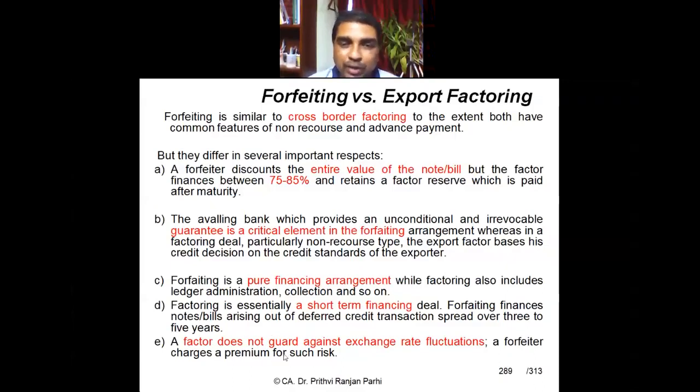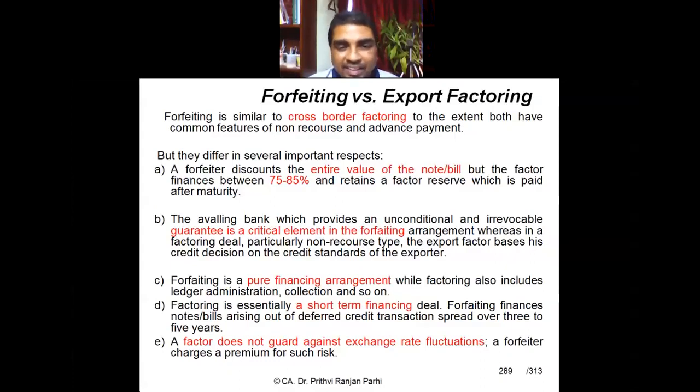Forfeiting is a purely financing arrangement, whereas factoring also includes other administrative work like debtor management, debtor administration, collection, etc. Factoring is essentially short-term financing. Forfeiting may be a continuous process. It may be spread over several years, a long term, maybe around 5 years.